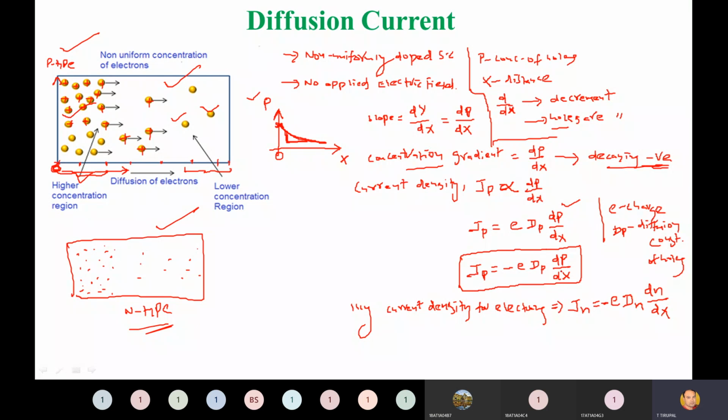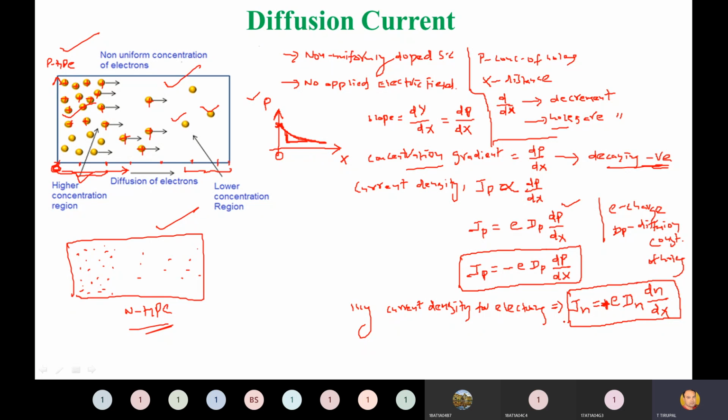The same formula I'm writing, see here: minus e dp by dx. Here, minus e dn into dn by dx. But what is the charge of an electron? Is it negative or positive? Negative. The charge of an electron is negative. Already minus is there. Minus of minus becomes plus. So the formula is plus e into dn by dx.